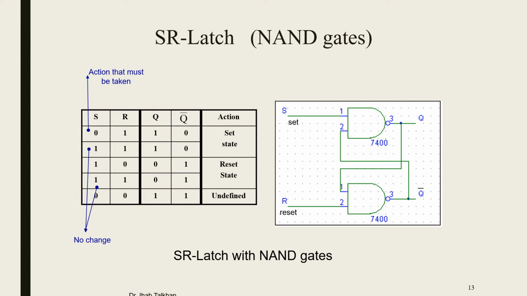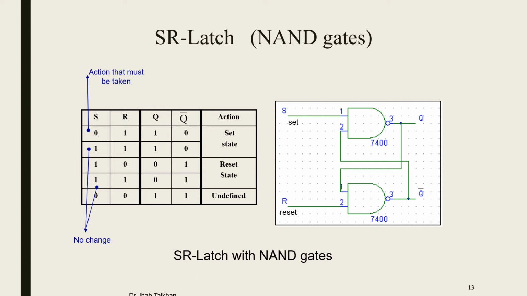Again, if you change S equal 1 and R equal 0, you will end up with the reset state, which means Q equal to 0. And 1 and 1 again is no change. And the forbidden state is 0, 0, because 0, 0 will give you Q equal Q bar, and this is not acceptable, it's undefined.